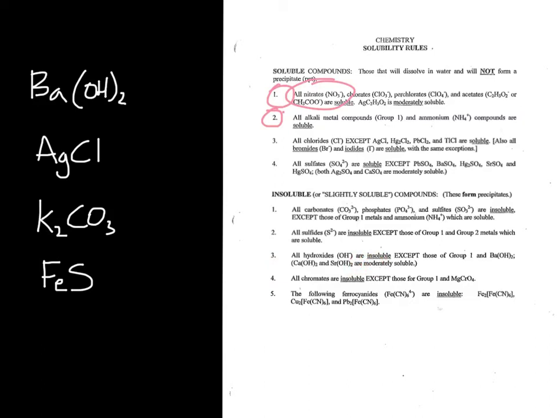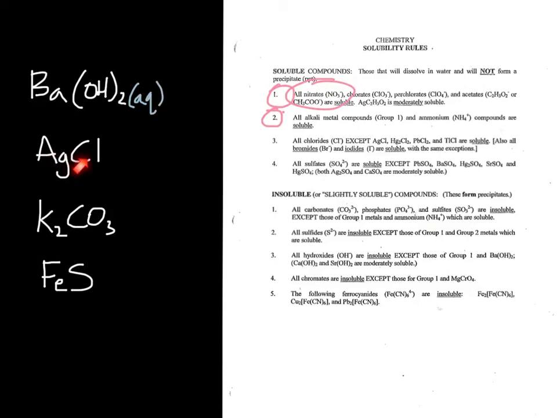But keep reading, except those of group 1, so one of the alkali metals, and barium hydroxide. That means barium hydroxide is an exception to this rule. So if all hydroxides are insoluble, barium's an exception, that means it is soluble. So that means placed in water, this is going to form an aqueous compound.